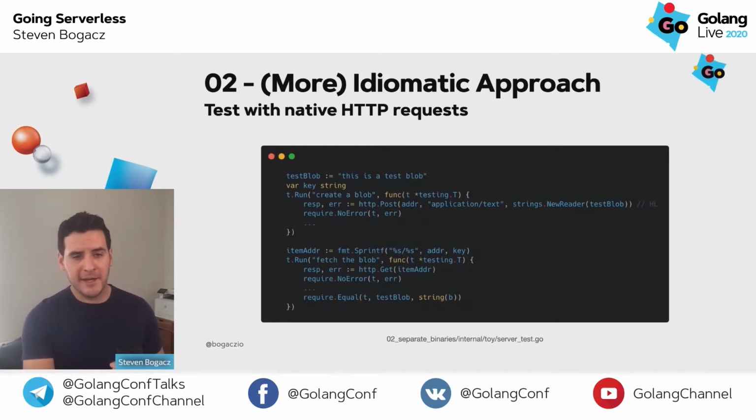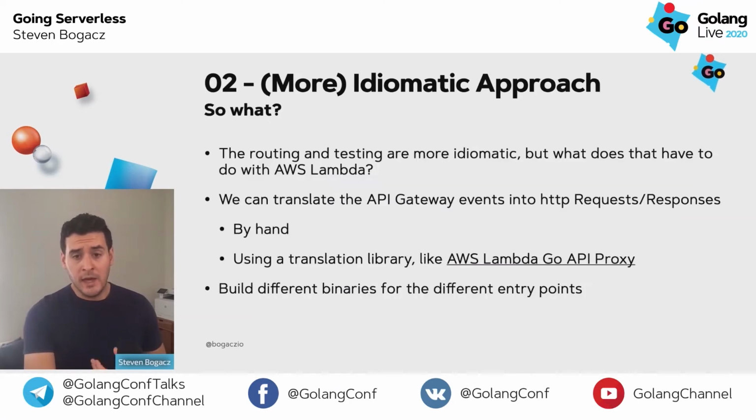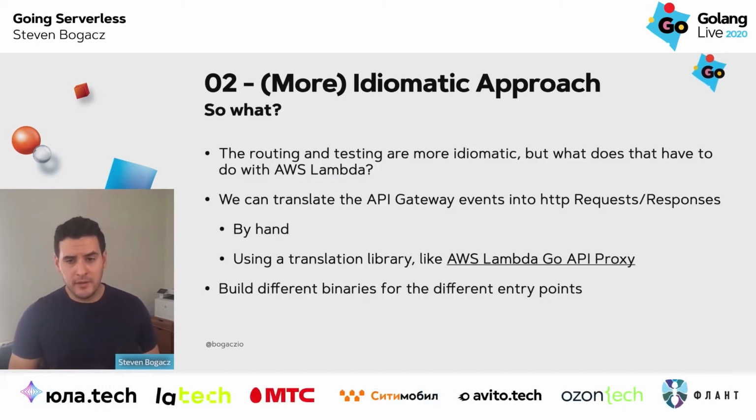But you might point out, this is now going back to just standard HTTP. This has nothing to do with AWS Lambda. And you'd be right. Everything that we're talking about so far is more idiomatic. It's more like what you're accustomed to seeing when you're writing Go. But it doesn't actually solve our original problem.